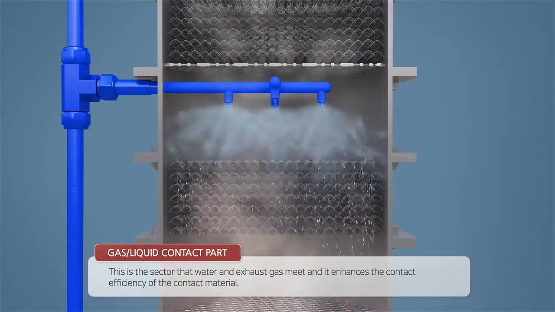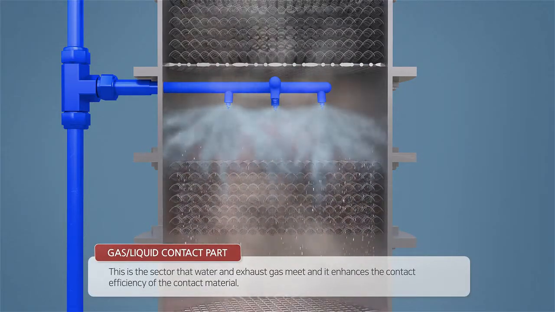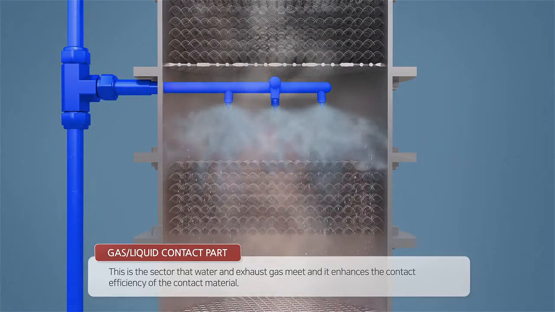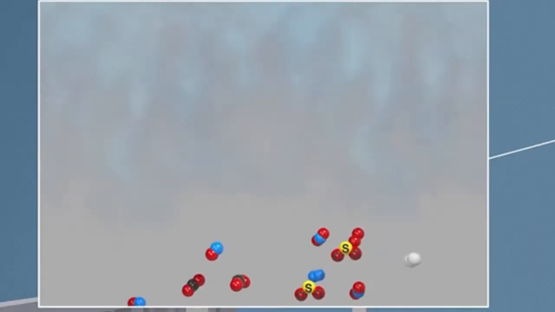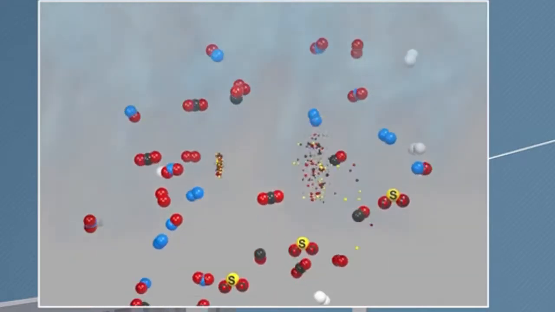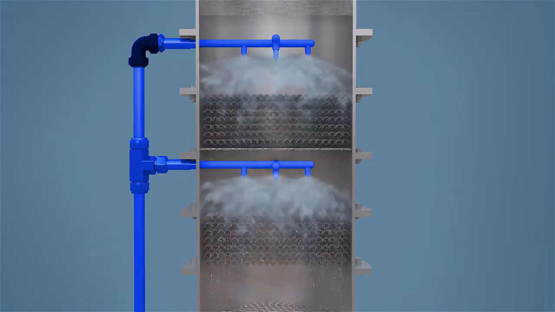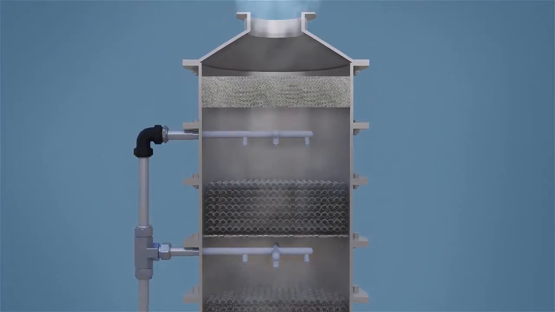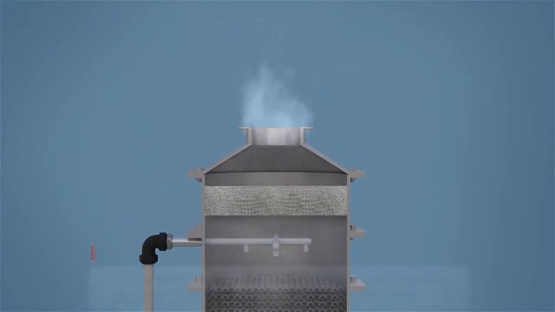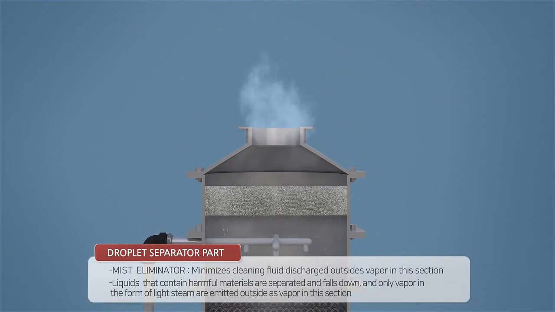Going to the next part is the gas-liquid contact part. This is the part where liquid and gas meet, and it enhances the contact efficiency of the contact material. Moving to the top of the tower, the outlet for the gas. The mist eliminator minimizes cleaning fluid discharged outside as vapor in this section. Liquid is separated and falls down, and only vapor in the form of light is emitted outside as vapor in the section. Then, the gas will flow out through the top outlet.